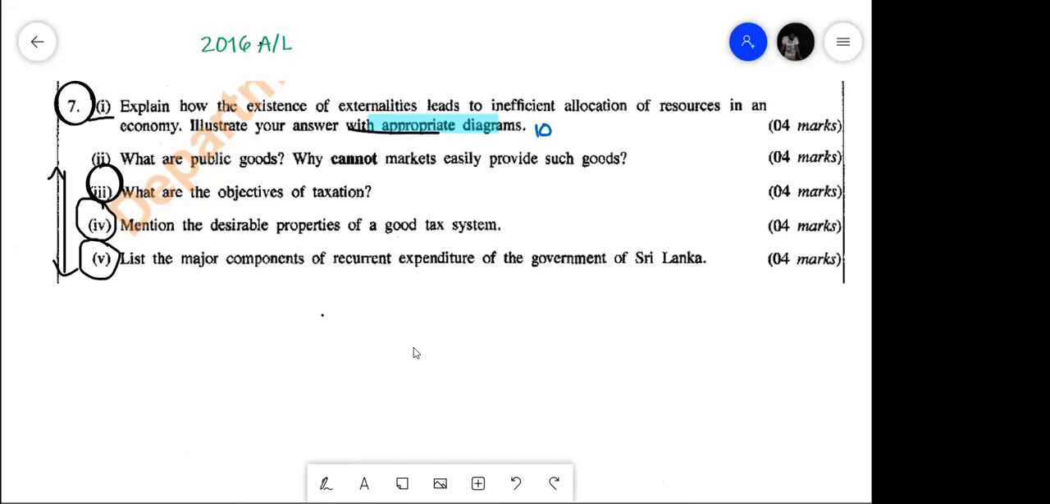4 marks, can we draw one diagram and explain? I don't think one diagram is going to be enough. I think you'll have to go into more diagrams.